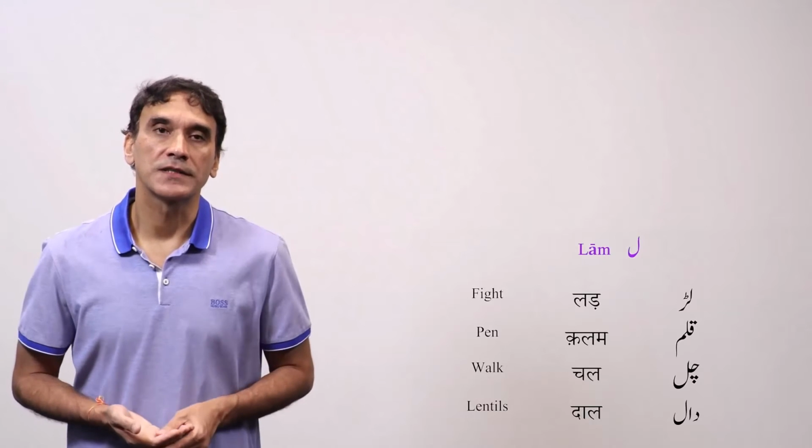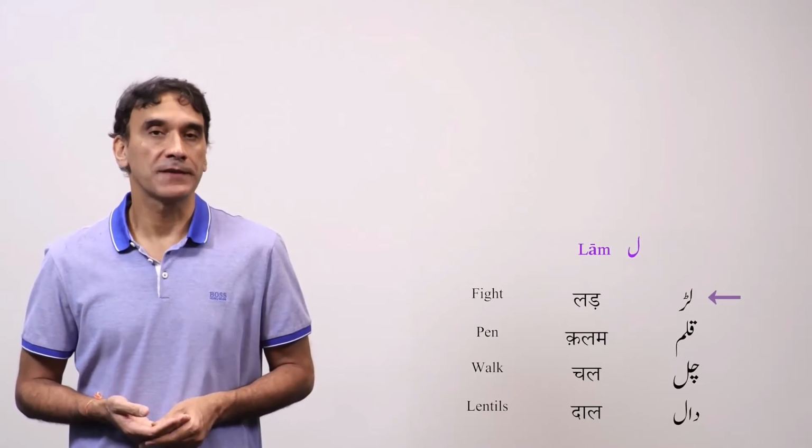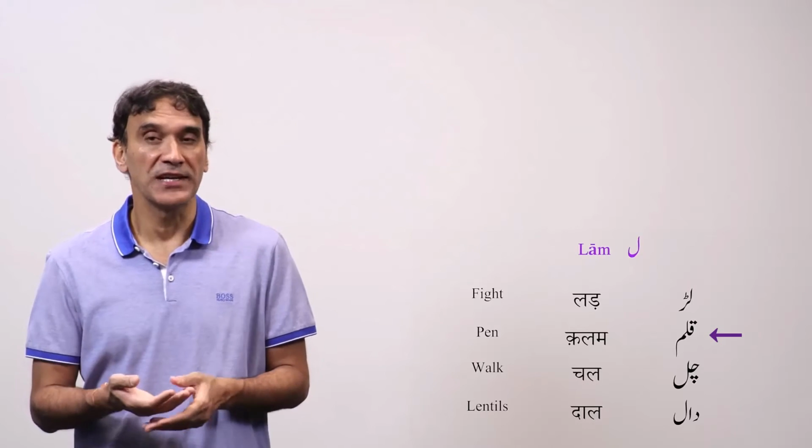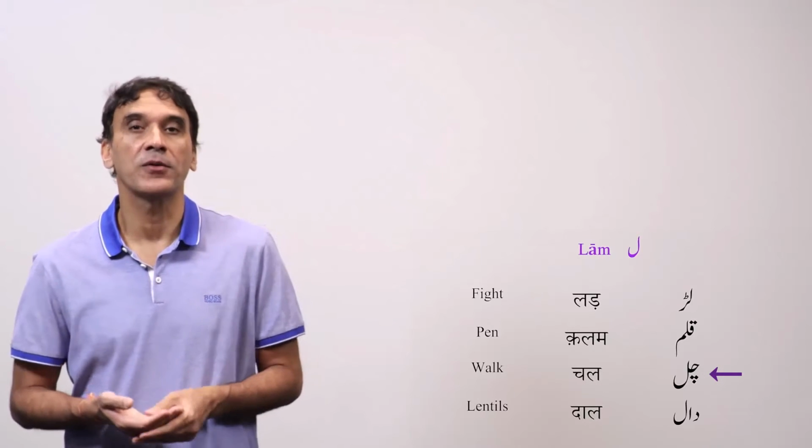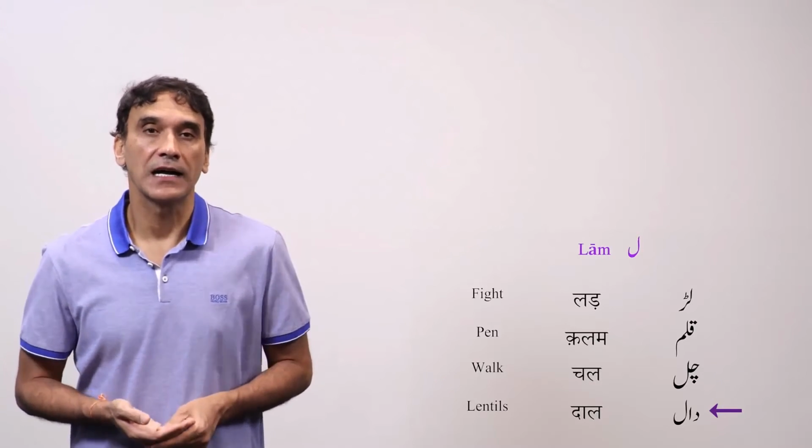Here are all the words we have taken with Lām. The first one is lad, where Lām comes as the initial letter. The second one is kalam, where Lām has the medial shape. The third one is chal, where Lām has the final form. And the last word is dal, where Lām comes as a detached letter. We will now take the next letter, Mīm.